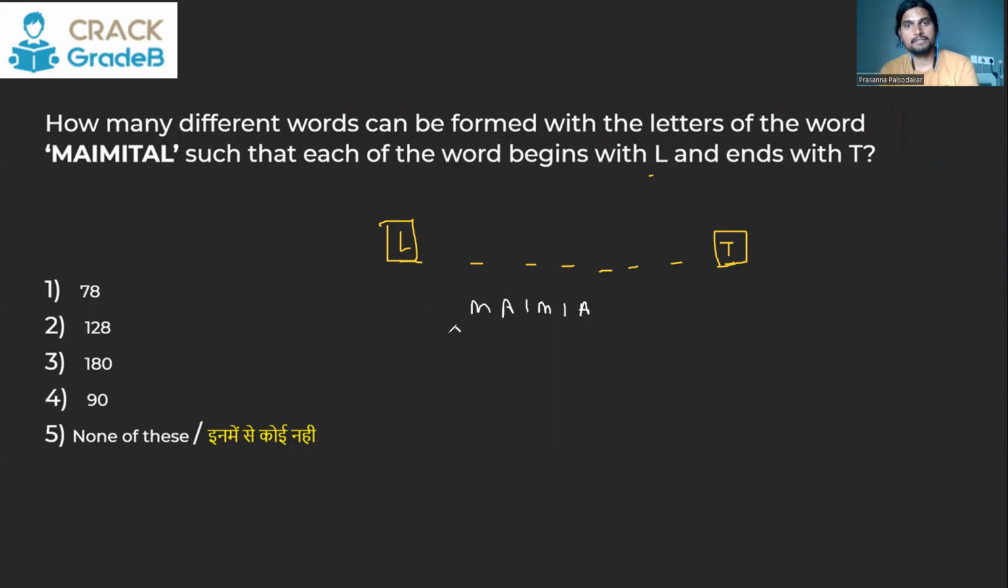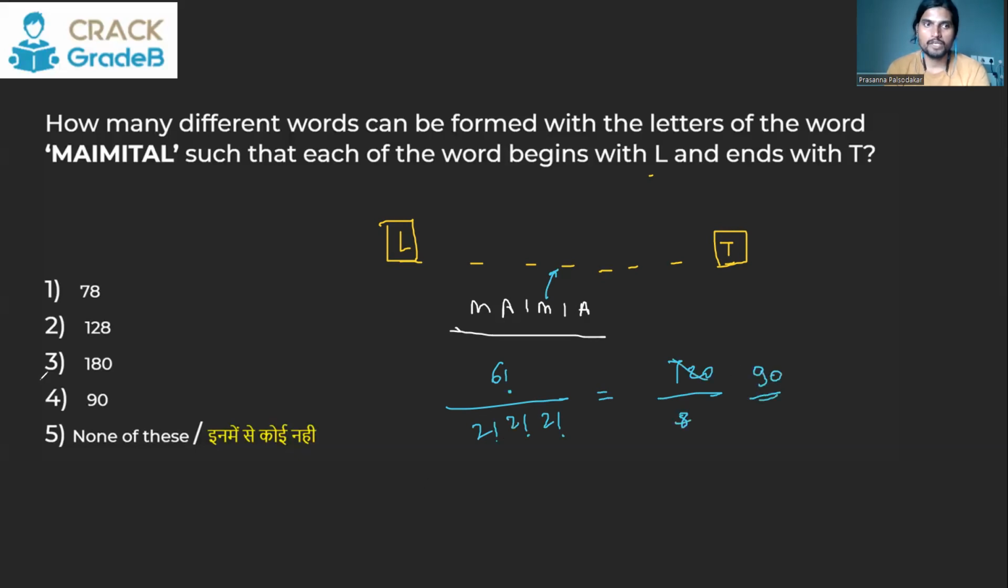These 6 letters we have to arrange in these 6 places. So it is again the permutation with repetition type of question. These 6 we have to arrange here. So 6 factorial upon 2 M's, so 2 factorial, 2 A's, so 2 factorial, 2 I's, so 2 factorial. 6 factorial is 720 upon 2 into 2 into 2 is 8. This is 90. The answer here is going to be 90.